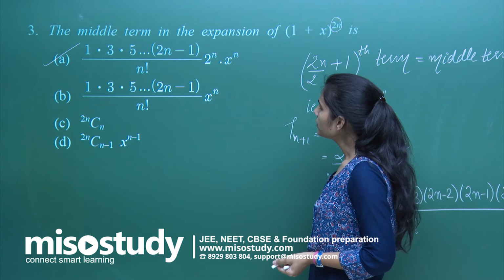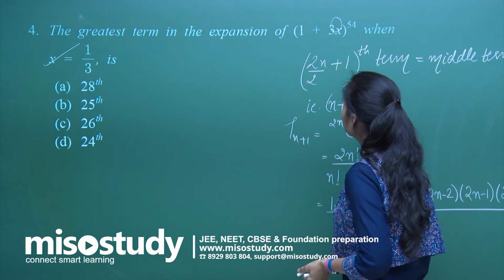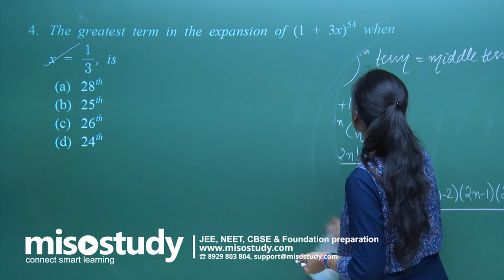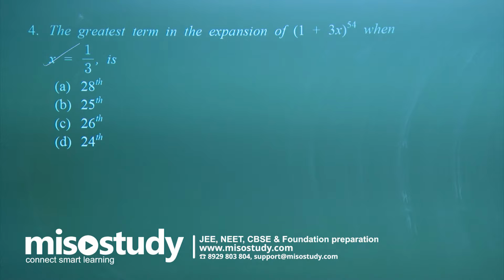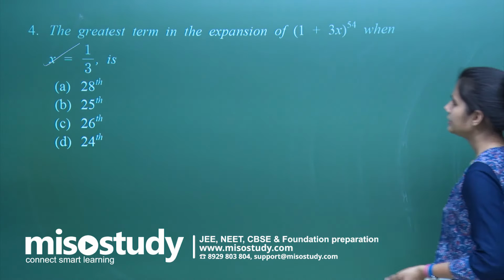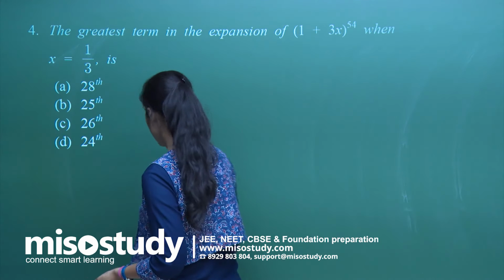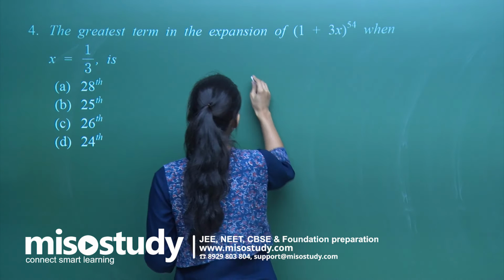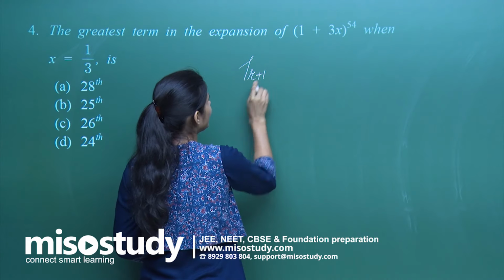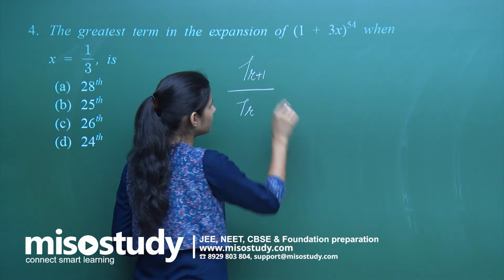Moving on to the next question, we have the greatest term in the expansion of 1 plus 3x whole to the power 54 when x is given to be 1 by 3. What is the greatest term? Again, a very basic algorithm is going to come into picture over here. You calculate TR plus 1 and you calculate TR and then you calculate the ratio.